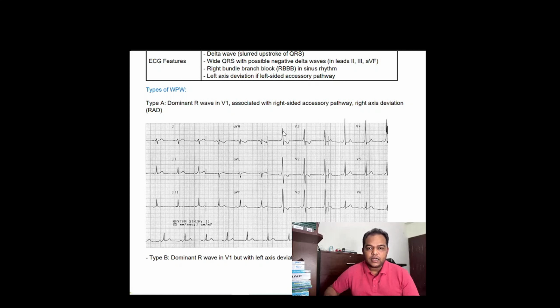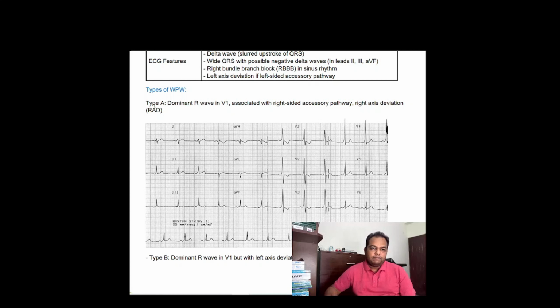Delta wave is a slurred upstroke of the QRS complex. You can appreciate the slurriness of the QRS complexes here. So there is a short PR interval and the slurred upstroke of the QRS complex, which is called delta wave.